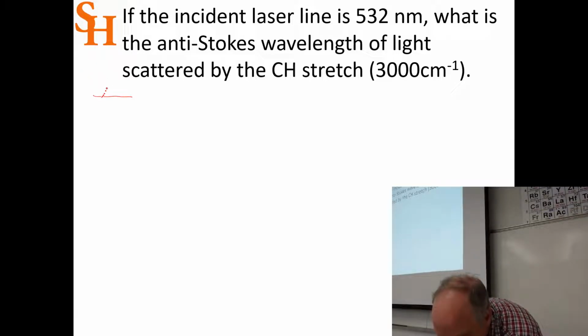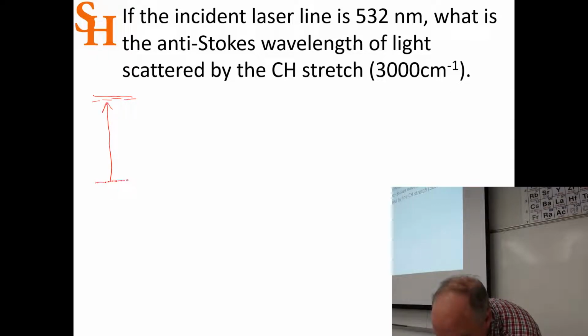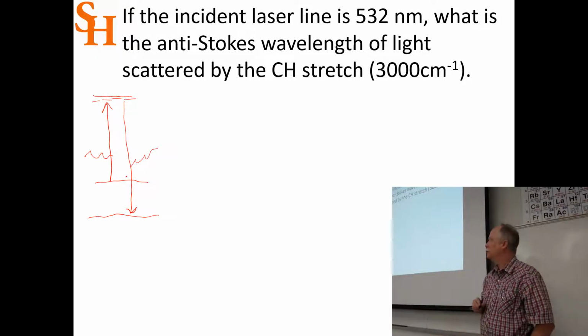Actually, let's dash that. So we have a dashed line up here. It's registering double click. So the light comes in, interacts with the molecule, and comes down to a further down level. So that's the anti-Stokes situation.